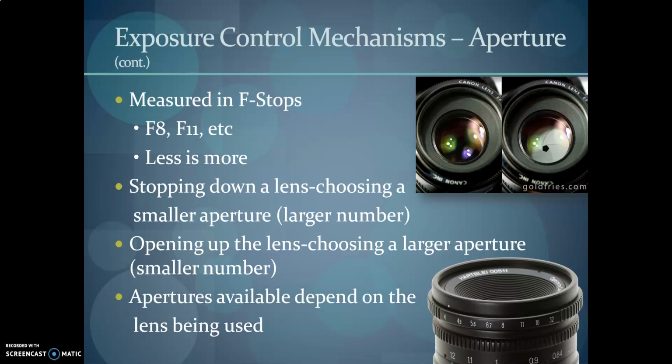Apertures available depend on the lens being used. Every focal length, whether you're using a typical 55 millimeter, 200 millimeter, 300 millimeter, is going to have a different set of apertures because it all comes from an algorithm based off of that length.